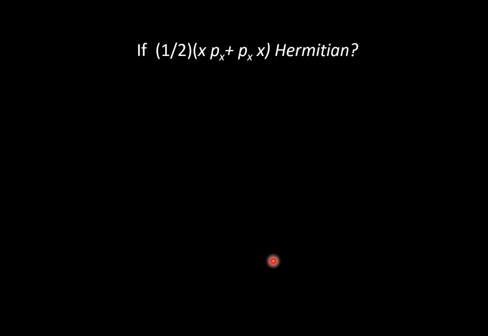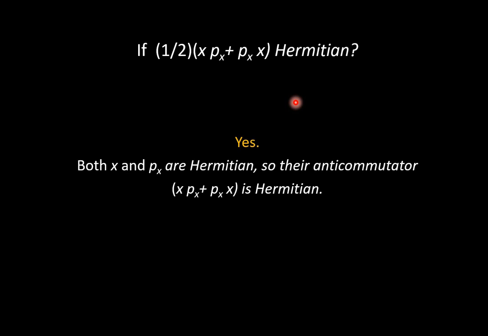Okay. The next question: is half of (x px plus px x) Hermitian? Obviously the answer is yes, because x and px are each Hermitian and it is nothing but the anti-commutator. We have just proved in the earlier problem that the anti-commutator is also Hermitian if x and px individually are Hermitian. Okay.